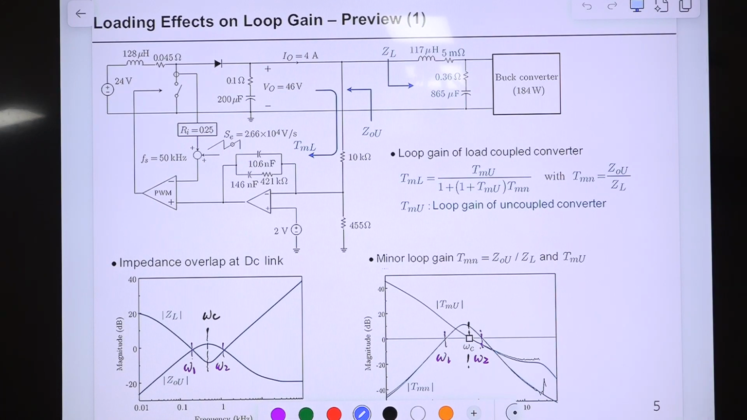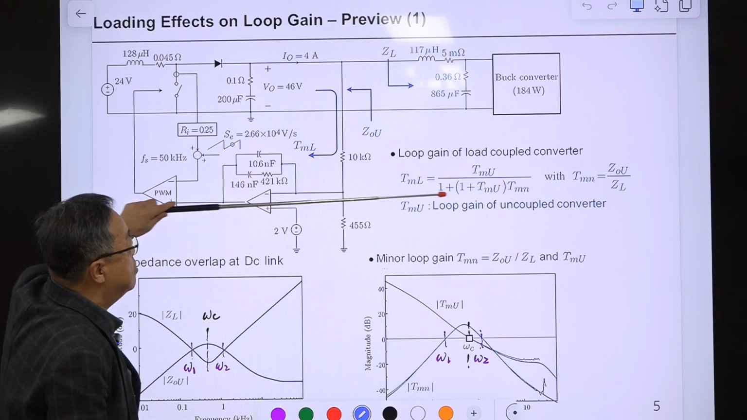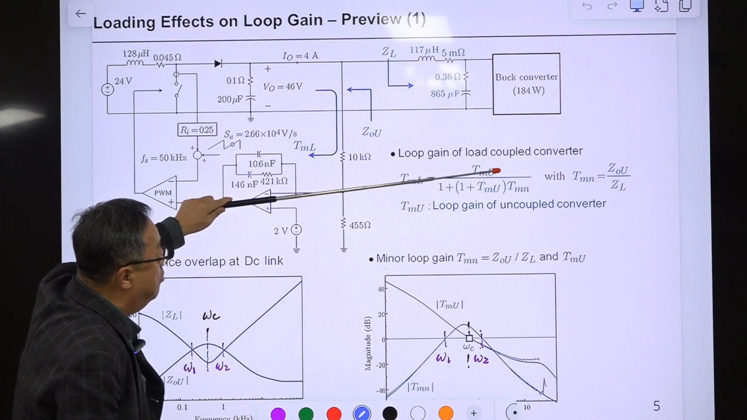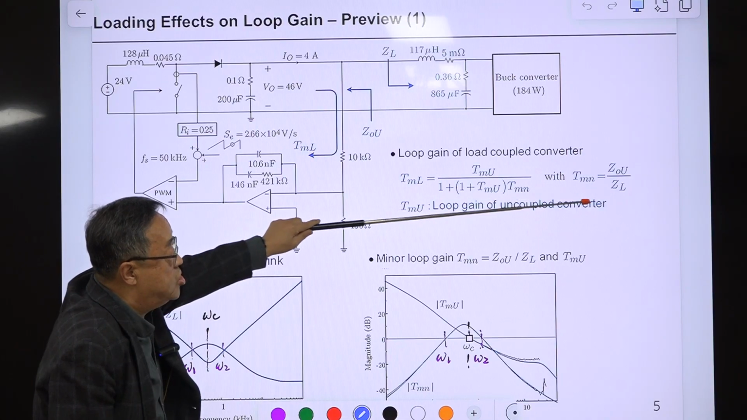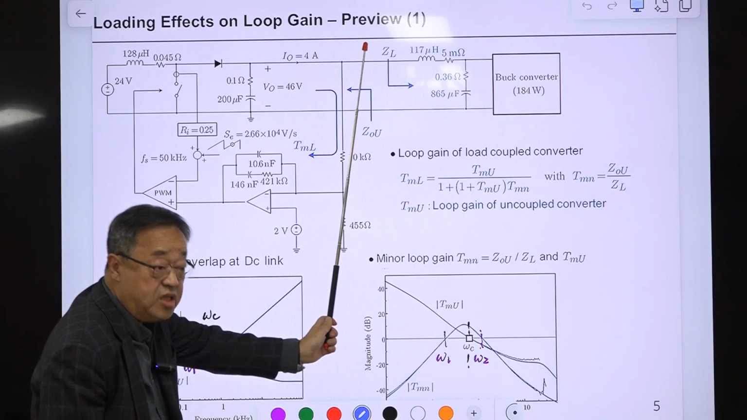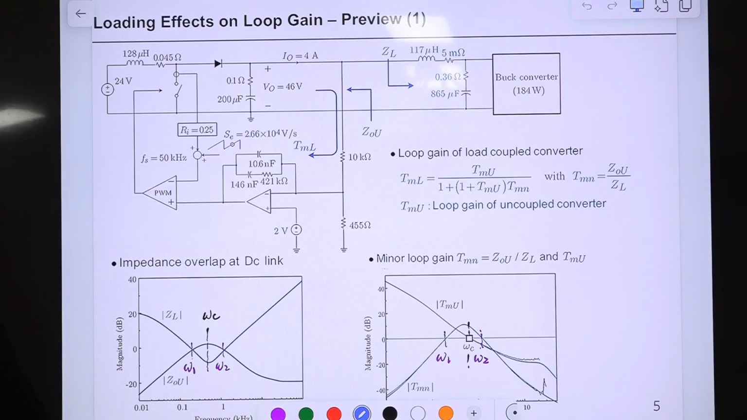about the minor loop gain and the stability assessment using minor loop gain. And this story is even more dramatic. Take a look at this. This is the same situation, and this is the equation of the loop gain of the load-coupled converter, uncoupled converter, and the minor loop gain, which is the ratio of two impedances defined at this interface. All right, so this is the typical way.